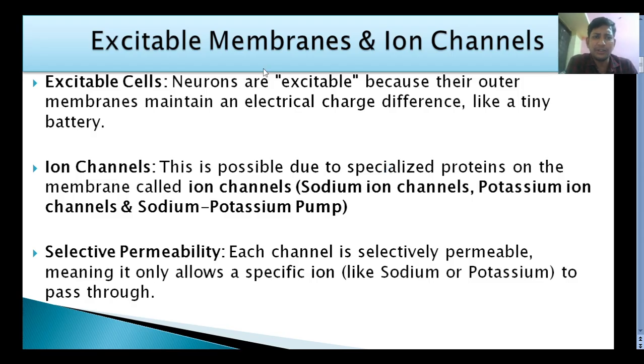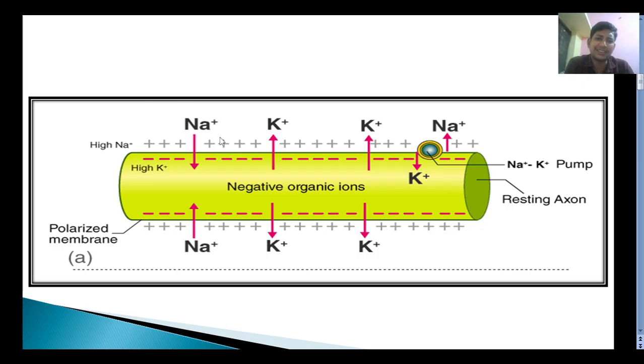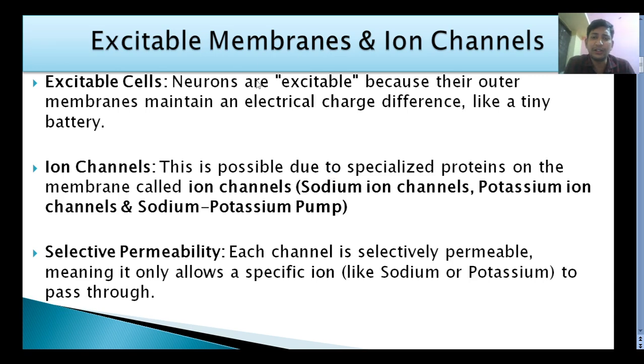Now, see, we know that neurons are excitable cells because their outer membrane maintains an electric charge difference like a tiny battery. For example, if you look at this diagram, you can see that the outer region of the axon of the neuron is positively charged, whereas the inner side is negatively charged. Therefore neurons are like a small battery, and their outer membrane as well as the inner membrane maintain electrical charge differences.